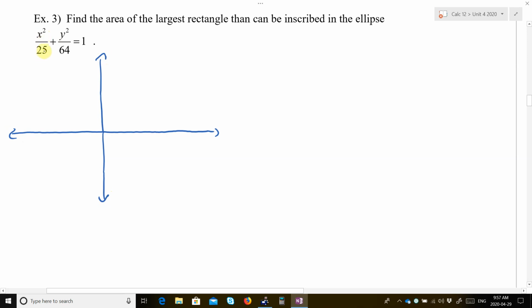We go left or right the a value, which is the square root of 25. So 1, 2, 3, 4, 5, and 1, 2, 3, 4, 5. And we're going to go up the b value, which is 1, 2, 3, 4, 5, 6, and 1, 2, 3, 4, 5, 6. So here's our ellipse.